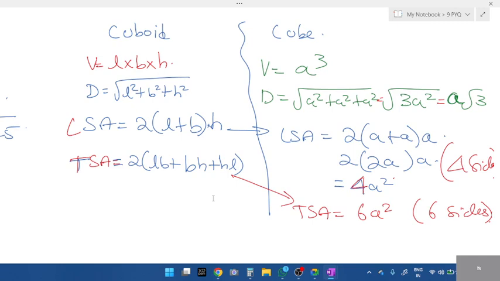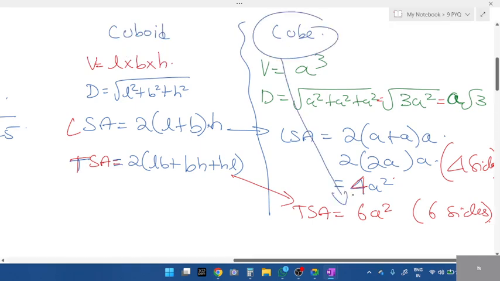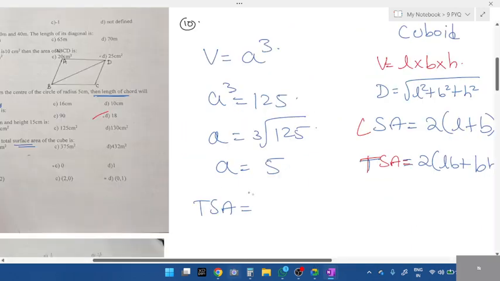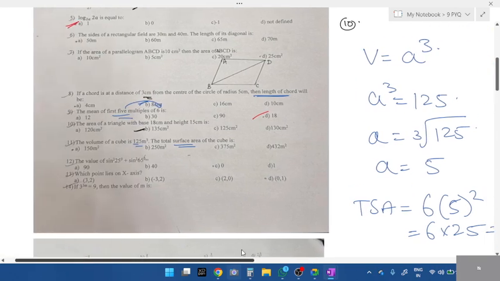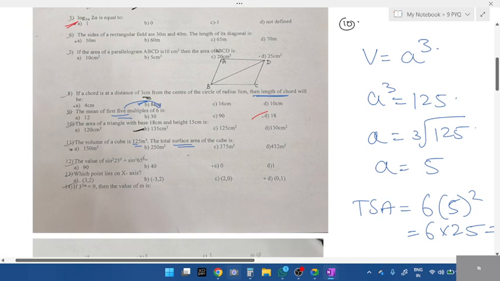All of you completed? Now tell me what is the total surface area of a cube, students? For a cube, what's the formula? 6a square. Apply the 6a square formula here. There was 6, a is 5, the whole square. 6 into 5 square is 25. How much is 6 into 25? Yes, be quick. 150. All of you got 150 as the answer. Option A, students.